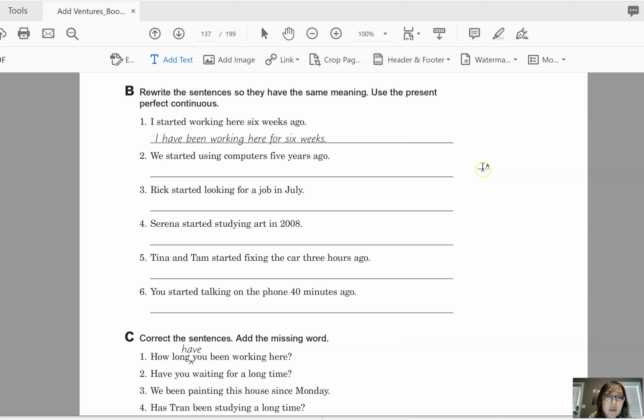Okay, so we're going to use this sentence to make a present perfect continuous sentence with the same meaning. So I started working here 6 weeks ago. This is past tense. So we can say, I have been working here for 6 weeks. Okay, so go ahead and take some time to finish this exercise, and we will look at it together. So again, pause the video and continue when you're done.